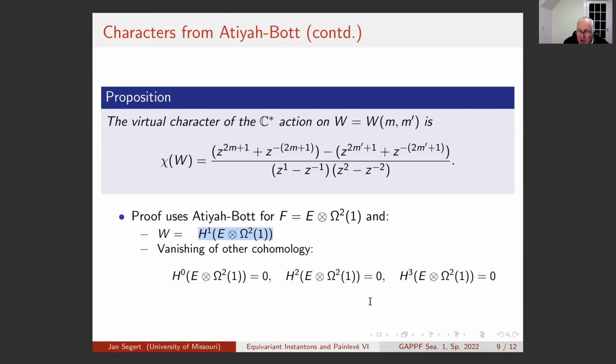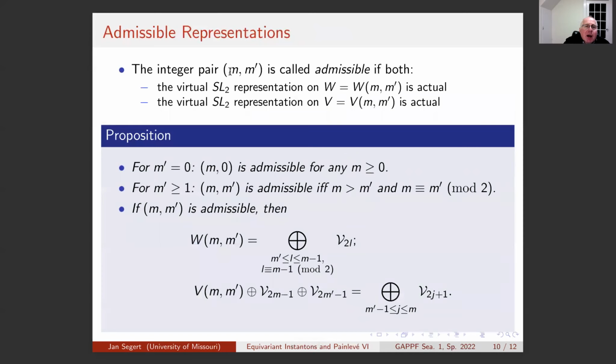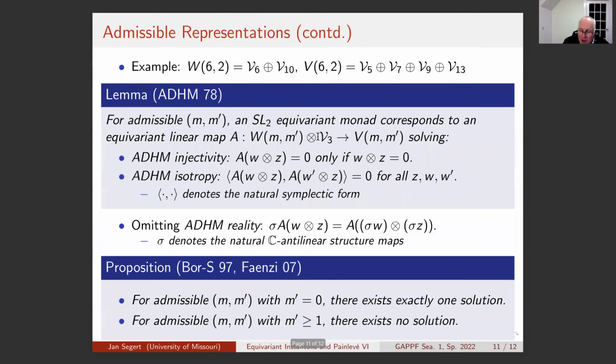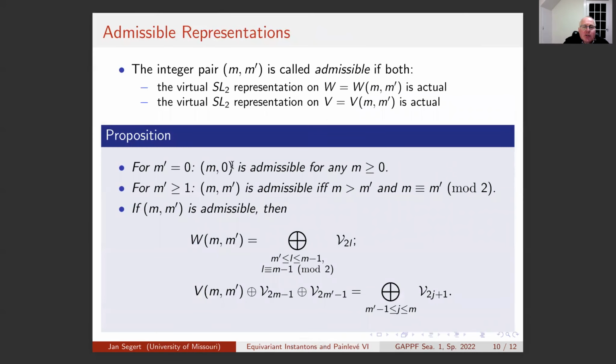So the first question is whether for a given pair of integers M and M prime, both these are actual characters. So we'll call an integer pair admissible if both these representations that you get from Thiebaud are actual representations of SL2C, not just virtual representations of SL2C. And the result for this, if you work out a lot of representation theory, is that whenever M prime is equal to zero, the pair (M, 0) is admissible for any M greater than or equal to zero.